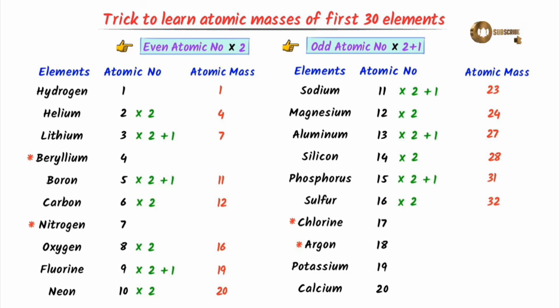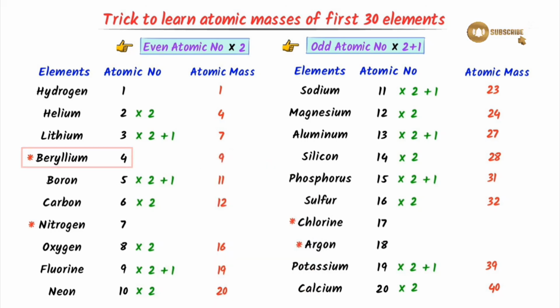I get 32. We know that chlorine and argon are both exception cases, so I leave them. The atomic number of potassium is 19. I write 19 into 2 plus 1. I get 39. Finally, the atomic number of calcium is 20. I write 20 into 2. I get 40. Now I write the atomic masses of remaining 4 elements.